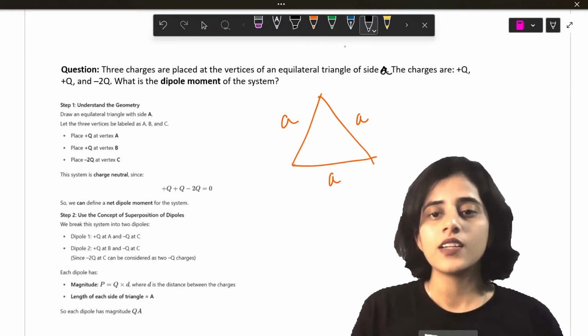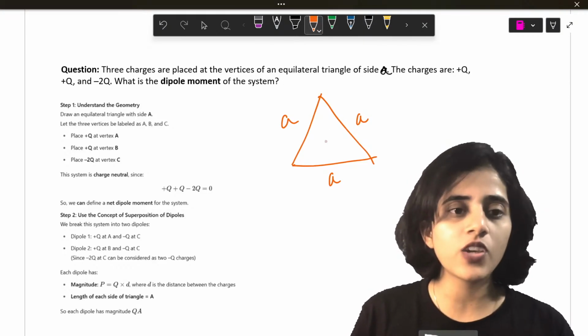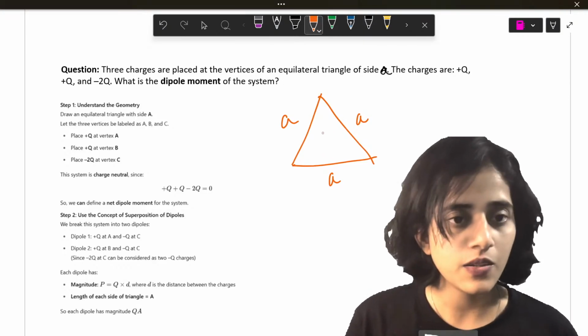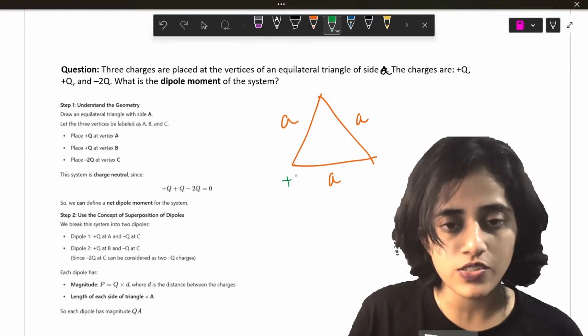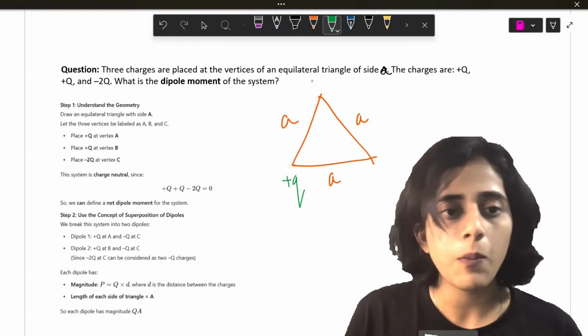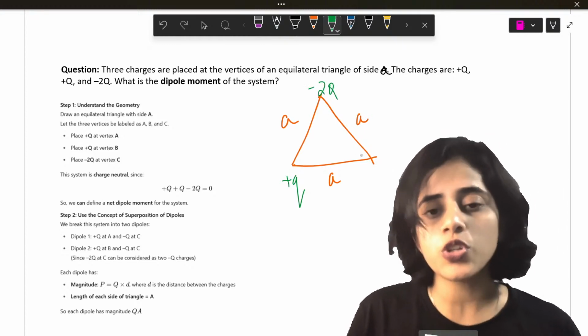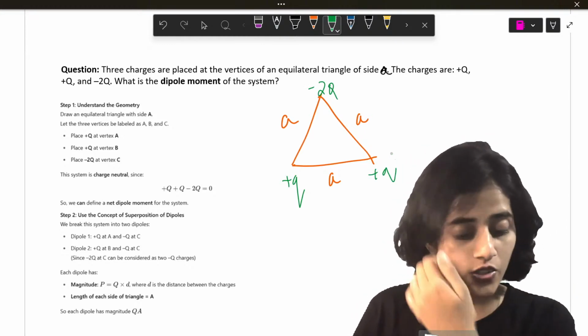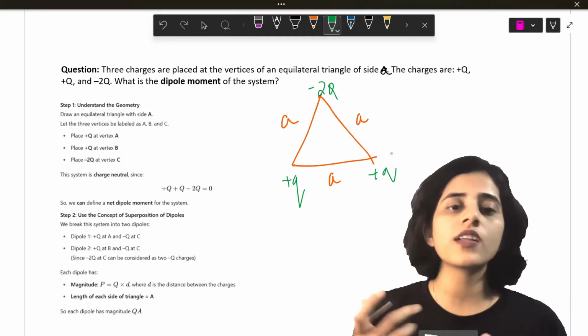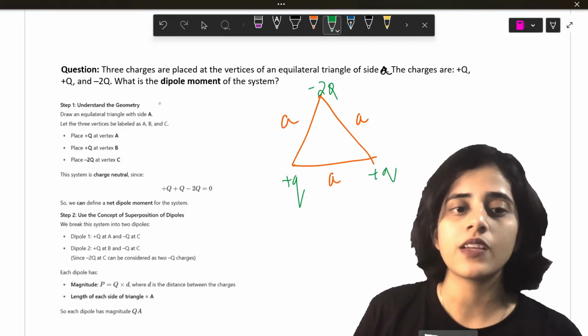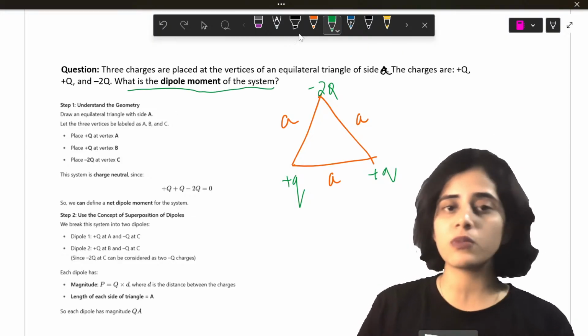The charges are plus Q, minus 2Q, and plus Q. Okay, so let's put the charges. These are the charges. This is the question: what is the dipole moment of the system?